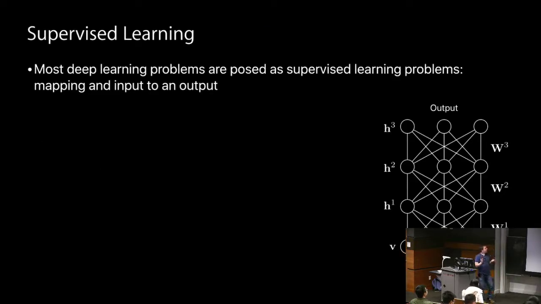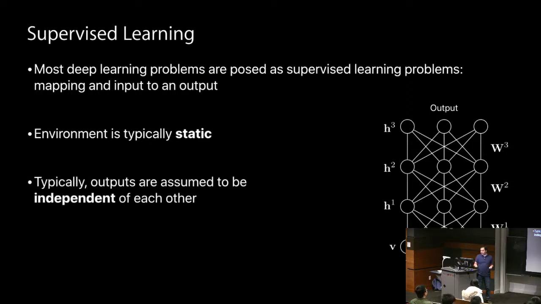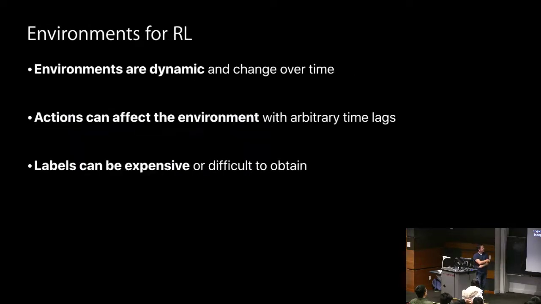Okay, so we all know that a lot of deep learning algorithms are basically stated as supervised learning problems, right? You're basically mapping inputs to outputs. And in this setting, the environments are typically static. The outputs are assumed to be IID, or independent of each other, which is a standard setting. But in reality, when we look at environments in reinforcement learning, the environments can be dynamic. They can change over time. Actions that you take in the environment can affect the environment with arbitrary time lags, right? So the action that you take right now could have an impact on the environment long-term into the future.